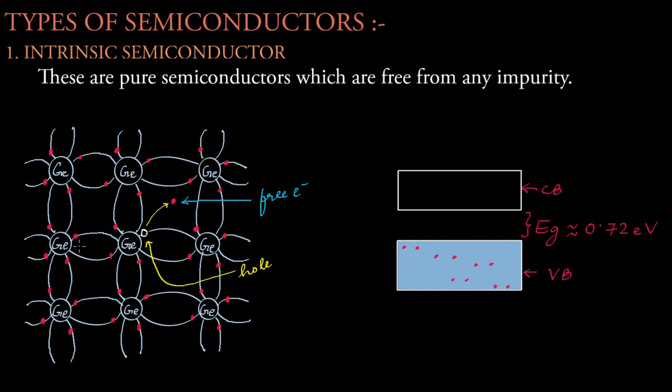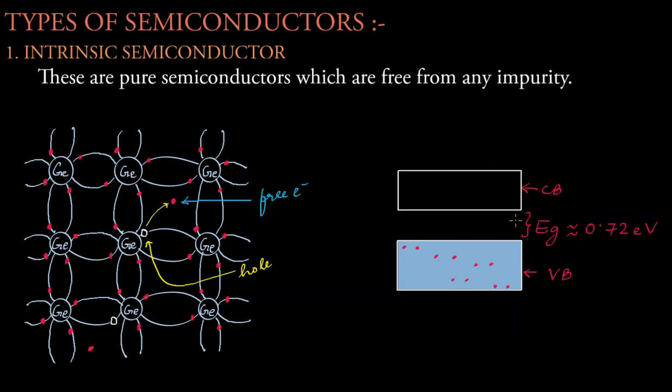Let's say this bond got broken, and now this electron will be released. It will come here. Okay? And in its place, what do we have? We have an empty seat or a hole. Got the idea or not?